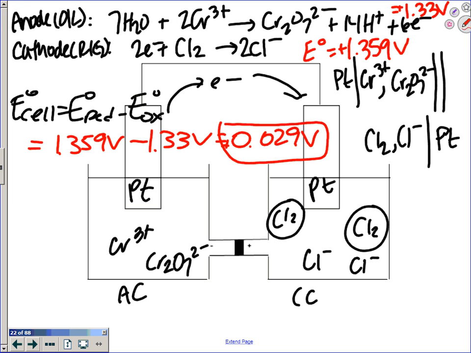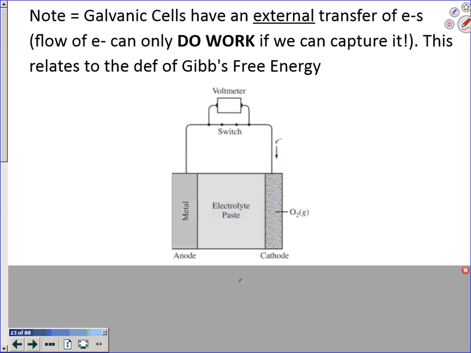Okay, so this is actually an interesting cell. This is the air cell they had on the 2015 exam. It was weird, but we actually have a metal, and then we have oxygen as our other electrode. So there was an interesting question there. We'll go over that more. But just as a quick reminder, we do have to have an external wire to help with electron transport. If not, we can't do work.